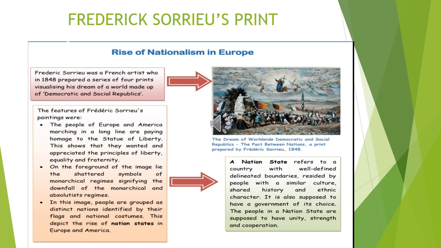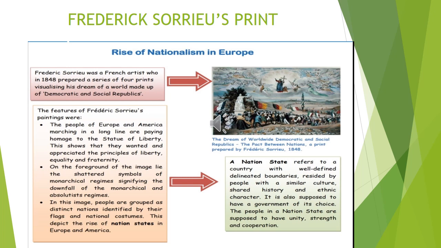The chapter begins with a painting by a French artist named Frederic Sorrieu, who in 1848 prepared a series of four prints visualizing his dream of a world made up of democratic and social republics. He dreamed so because then such a world did not exist. Democracy was non-existent in most parts of the world.